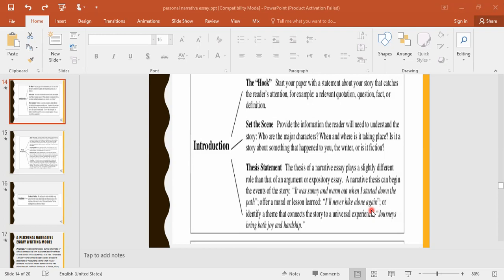Set the scene. As we said, after writing the hook, we write the characters, who are the major characters, and the time and place in which the story happened. Then you write the thesis statement, which can be one of the events, which can be a moral lesson, which can be a theme connected to a universal experience which everybody around the world experienced. Okay? This is concerning the introduction.